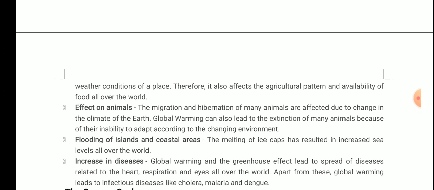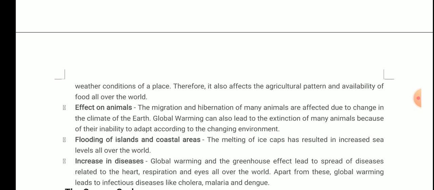Next is the effect on animals. The migration and hibernation of many animals are affected due to change in the climate of the Earth. Global warming can also lead to extinction of many animals because of their inability to adapt according to the changing environment. Now, I hope you have understood the word adaptation. You know that certain animals cannot survive in extreme cold, or some cannot survive in extreme hot conditions. So what they do, they either adapt by getting some useful characteristics, or they move away from that place. So that is adaptation.